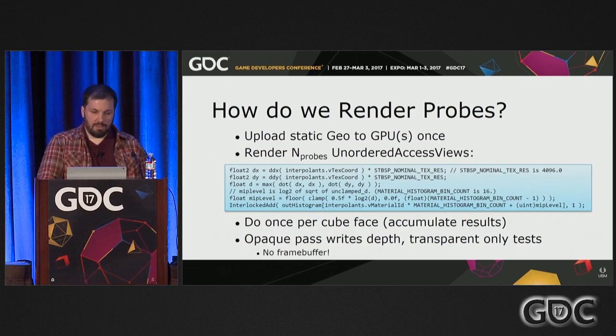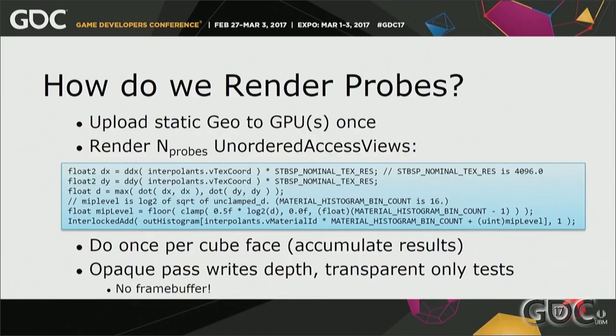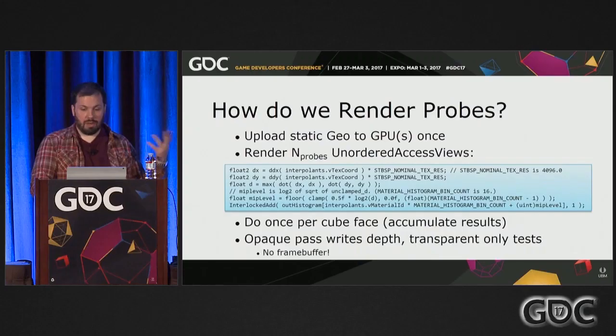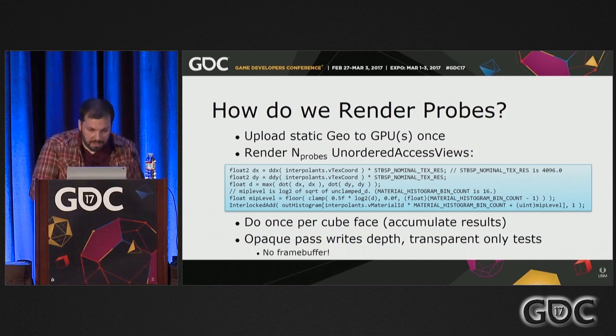So we upload the static geometry to the GPU once, and then for each of those probes we render a cube map. We don't have a frame buffer we're rendering into, we do have a depth buffer, but we render directly to the histogram using an unordered access view. So once per cube face, we render. I won't go through the code, but the unordered access view is basically an array per material per MIP level, and it's fairly compact so that it doesn't take a lot of bandwidth to pull those back down from the GPU.